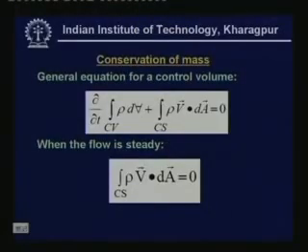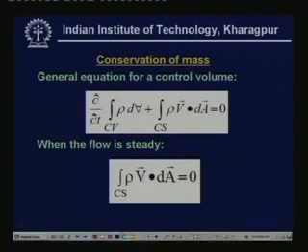Now this equation shows the conservation of mass. As the name implies, conservation of mass in simple terms is that mass can be neither created nor destroyed. Just like energy, you cannot create mass nor can you destroy mass. So if you apply this conservation of mass to a control volume, then you get an equation of this form. As you can see in this equation, you have two terms.